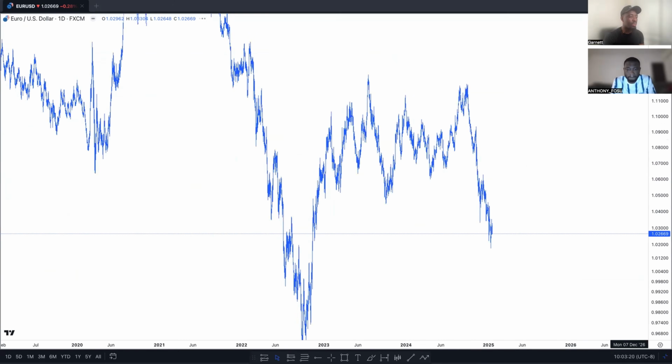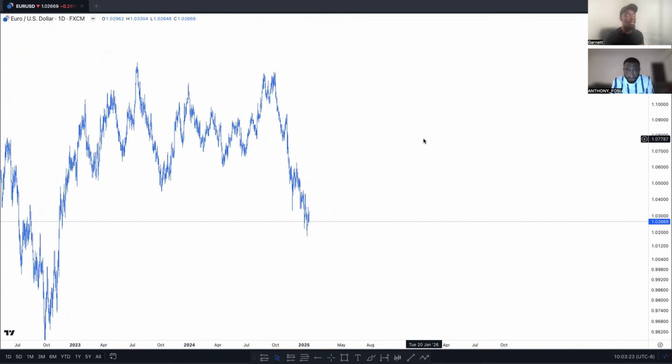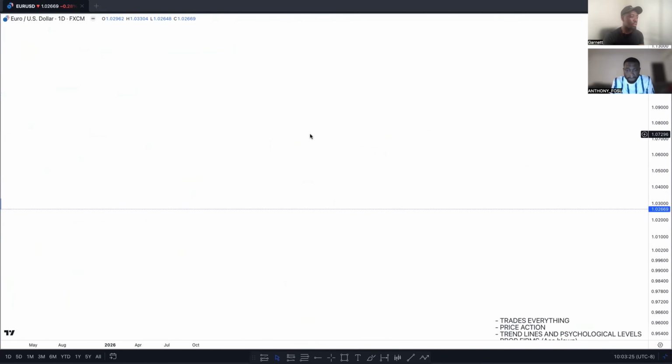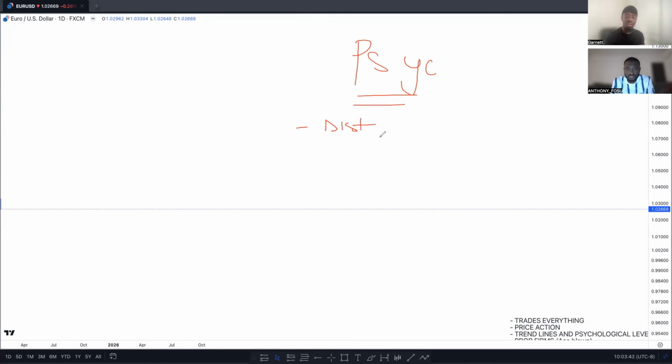So the first thing is you need to understand what makes your psychological levels correct. When you're plotting these levels, you need to pay attention to certain things. So if you have your psychological levels right here, there's certain things you're looking for. The first thing is the distance between the psychological levels. You need to make sure the distance is equal between the psychological levels. That's one thing. And then the next thing is between the psychological levels, you need to see some kind of price action.